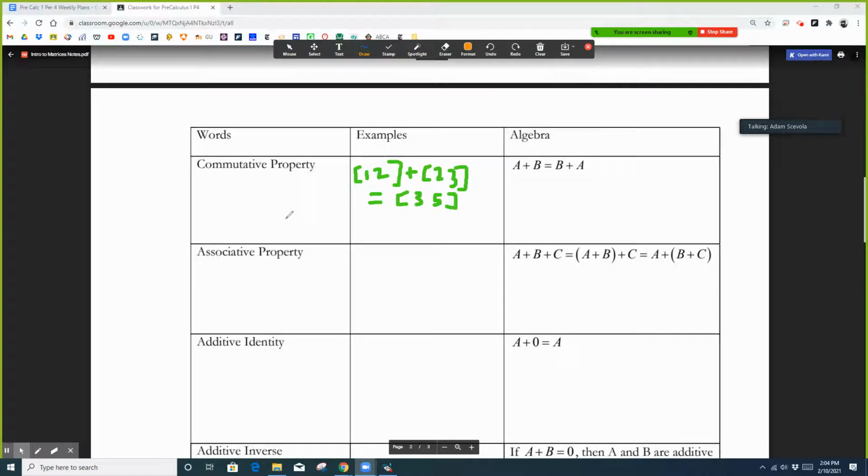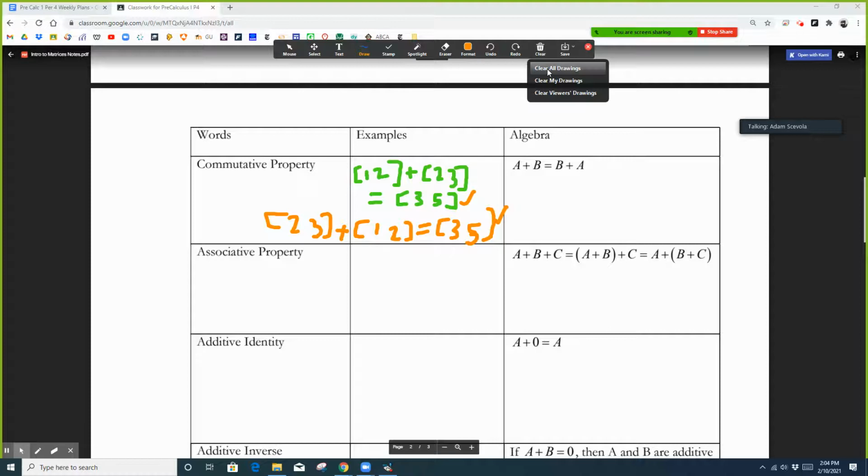If you did it the other way, if you took the second matrix and added it to the first matrix, it would still give you the same answer because matrix addition is commutative. So 2 plus 1 is 3, 3 plus 2 is 5. So the commutative property is true of matrix addition. It's not true of matrix multiplication. When we get to multiplying matrices, you can't do that in any order. If you're multiplying a matrix by a specific number, like scalar multiplication, that you can do.